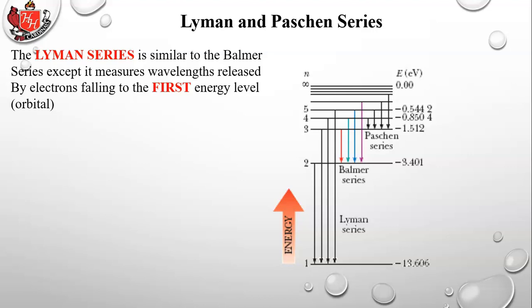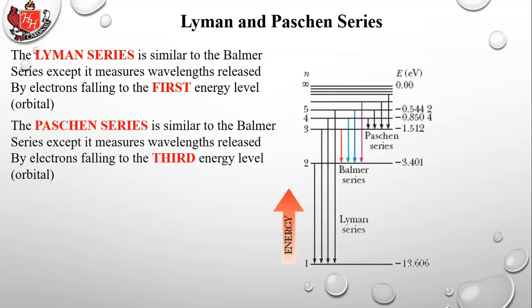You can see the Balmer series in the middle that has the 4 colors that we just showed you, and that's falling down to the 2nd orbital. And then falling down to the 3rd orbital is the Paschen series. So the Paschen series is similar to the Balmer series, except it measures wavelengths released by electrons falling to the 3rd energy level or orbital. So remember, the one that's visible light is called the Balmer series, and those are electrons falling down to the 2nd orbital. You don't have to understand it any deeper than that at this point. Just understand that concept.